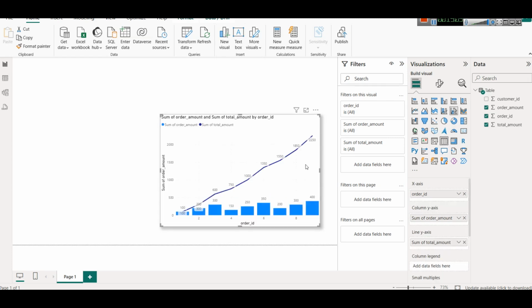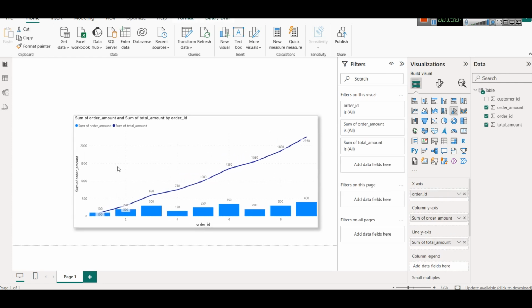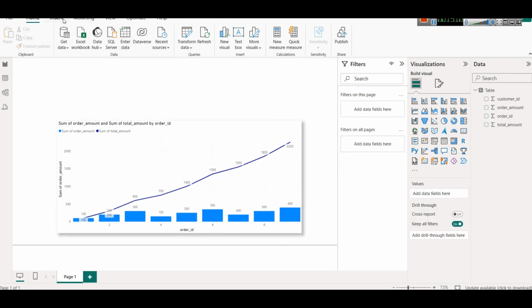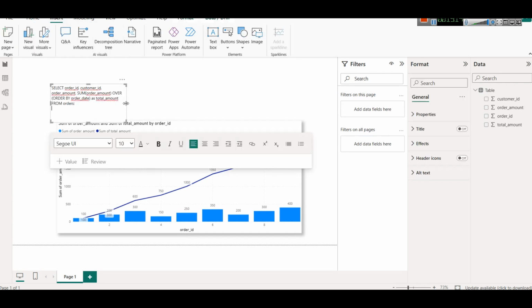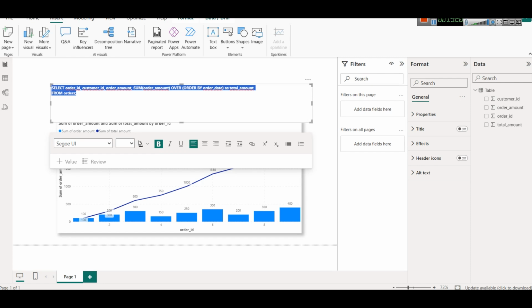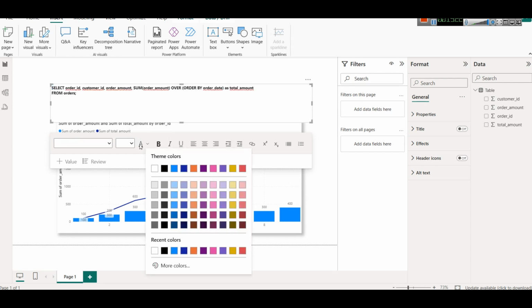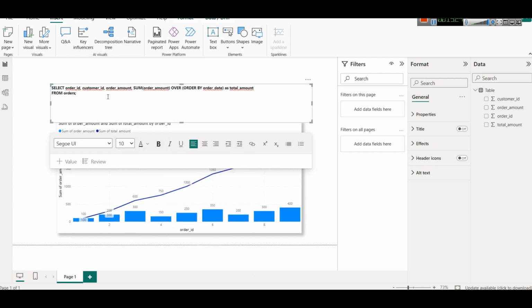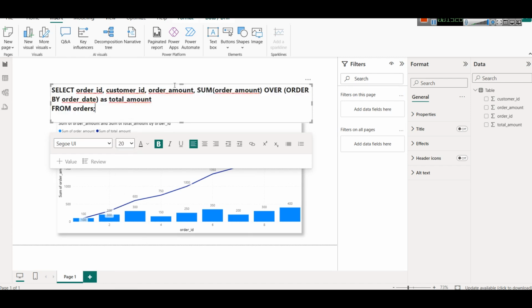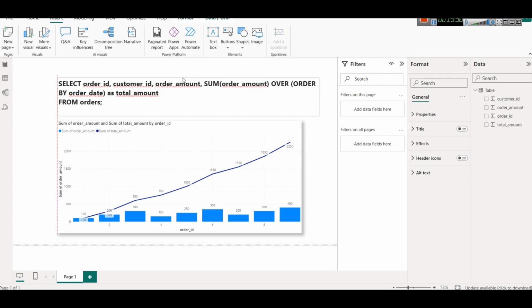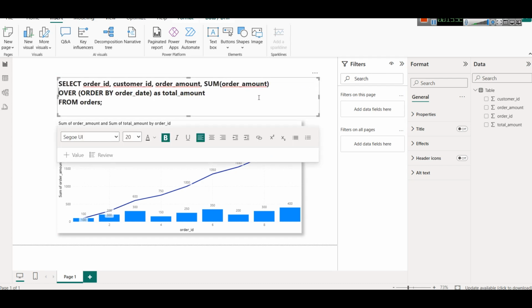What is the sum of total amount? Okay, so the query for this will be simply this. We can add insert and we can add a text box also. So this will be that query, and then we will make it bold. We can increase its font size from here. These things I will explain later, but I'm just doing this to show you that we can answer questions like this as well.